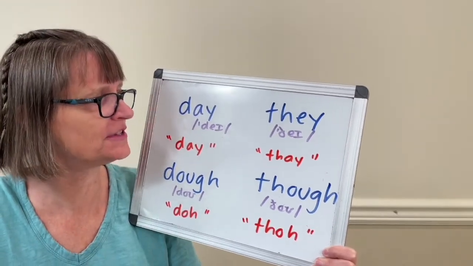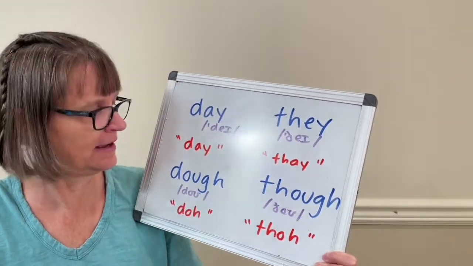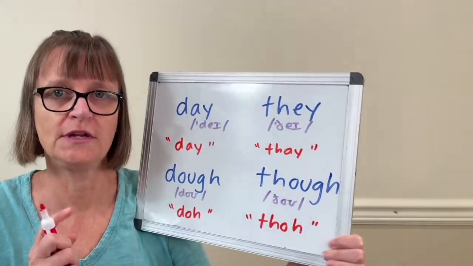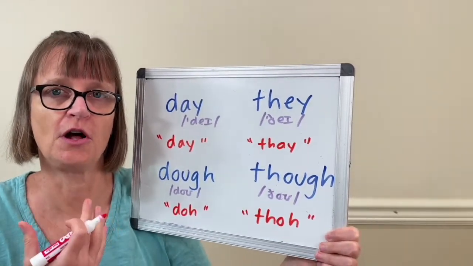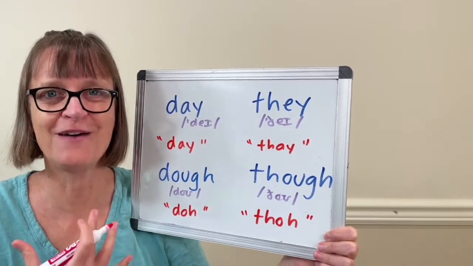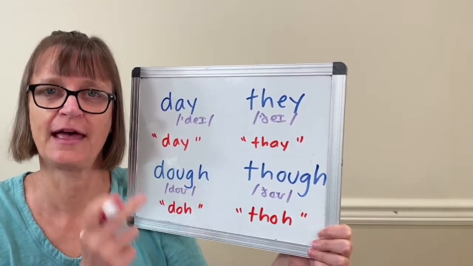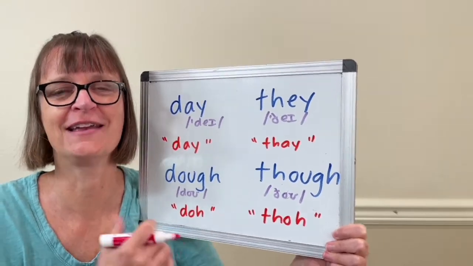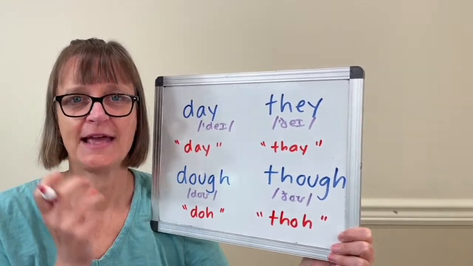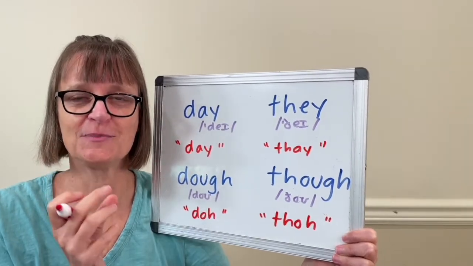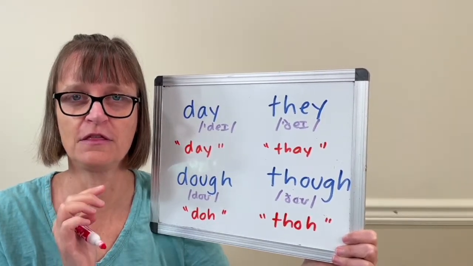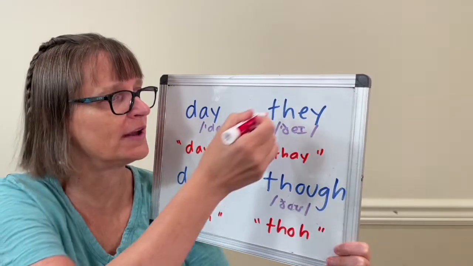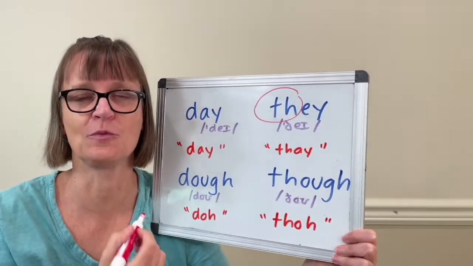Back to our topic of D and TH. These words, day and they, and do and though, have only one sound different. So these are what are called minimal pairs. I do have a playlist for minimal pairs and also for words that are not quite minimal pairs but are good contrast words for learning, because oftentimes intentionally making the difference between the d and the th sounds can really help you when it comes to correctly pronouncing the words with th.